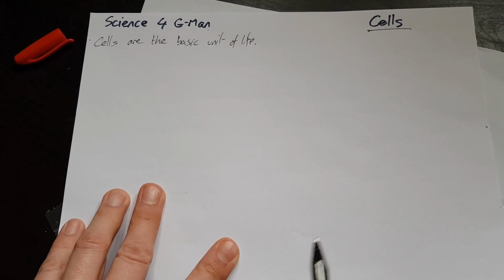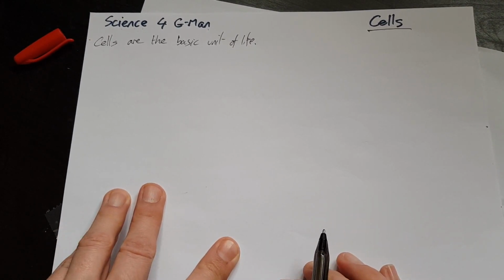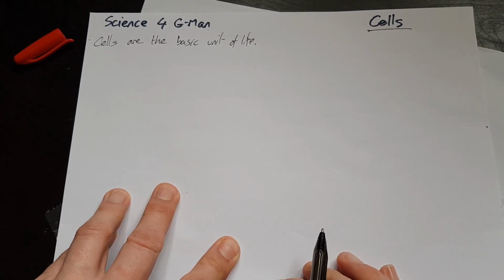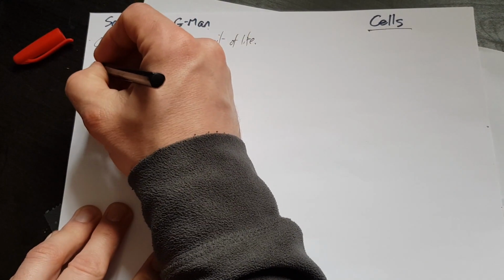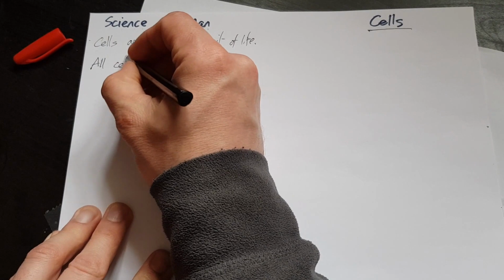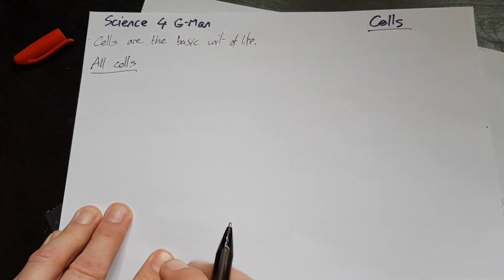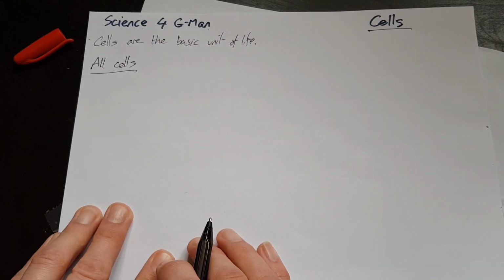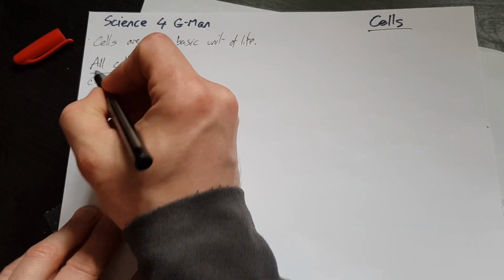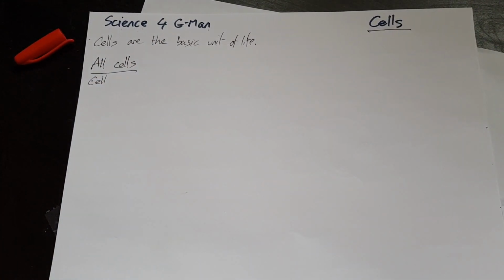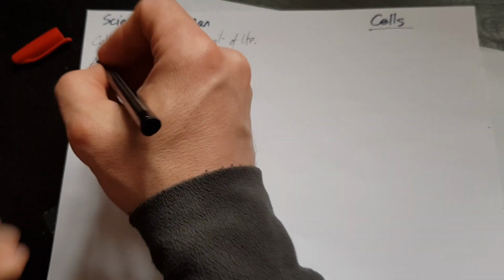Now, this is part of the evidence that supports evolution. We know everything that's living is made up of cells, and when we look closer at all cells, we find they have certain things in common, as if they all share a common ancestor. Okay, they all have a cell membrane.